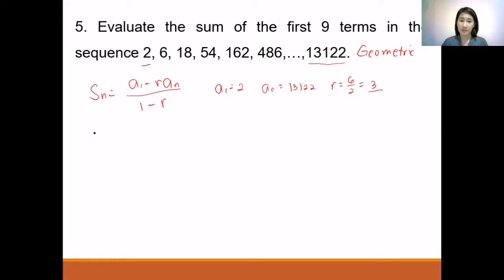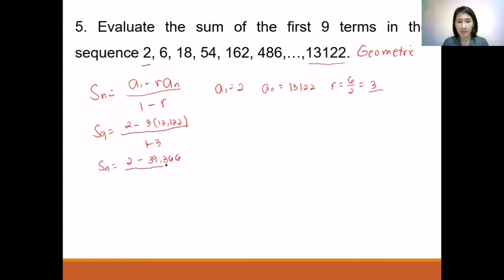We're looking for the first 9 terms. So you have S sub 9 is equal to a sub 1, which is 2, minus r multiplied, we can substitute that right away, so you have 3 times a sub n, which is 13,122, all over 1 minus r, which is 3. So let's multiply first 3 and 13,122. That is actually 39,366.